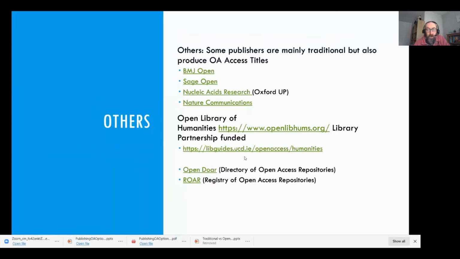Then there are directories of open access repositories. So this could give you other options as well. So if you wanted to deposit your work in a more subject-based repository, for example, you could do that. And again, particularly in the sciences, there'll be long traditions of depositing your open access articles in certain subject repositories. You could have a look at those. So DOAR and ROR would be another one you could have a look at.